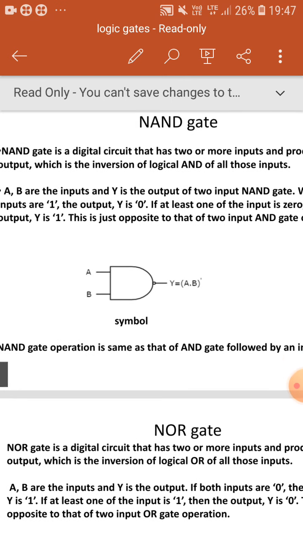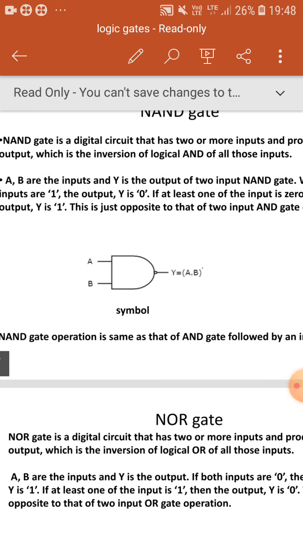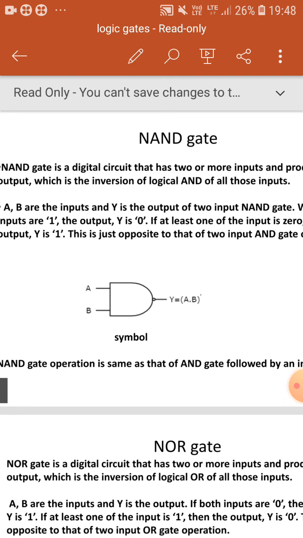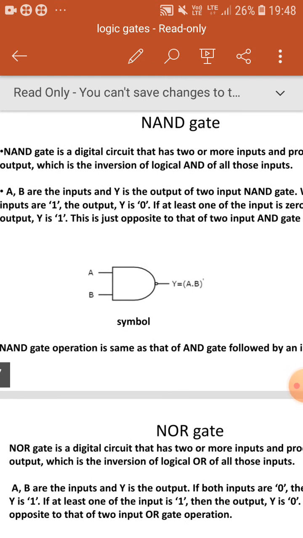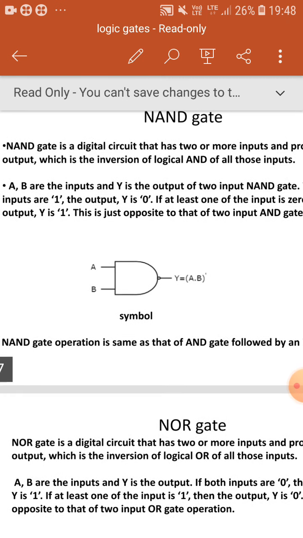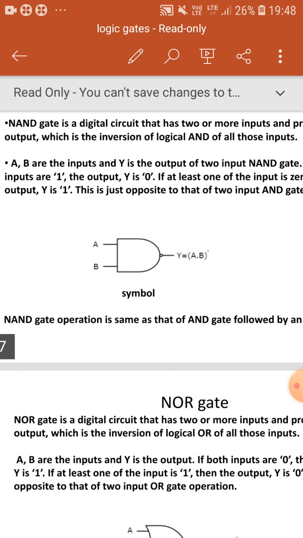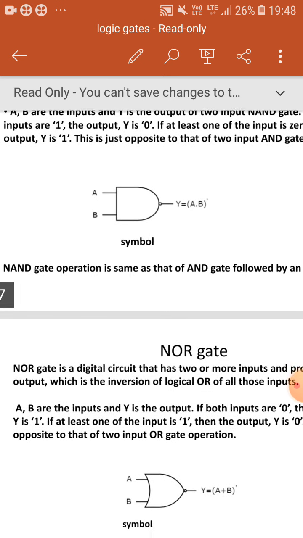So, NAND gate is just opposite to the AND gate. In AND gate, if any one of the input is 0, then the output will be 0. If both inputs are 1, then the output will be 1. But in NAND gate, if any one of the input is 0, then the output will be 1. If both inputs are 1, then the output will be 0.